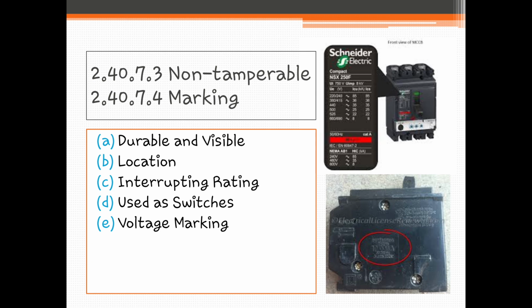circuit breakers rated at 100 amperes or less and 600 volts or less shall have the ampere rating molded, stamped, etched, or similar mark into their handles or escutcheon areas. Interrupting ratings, used as switches, voltage marking.